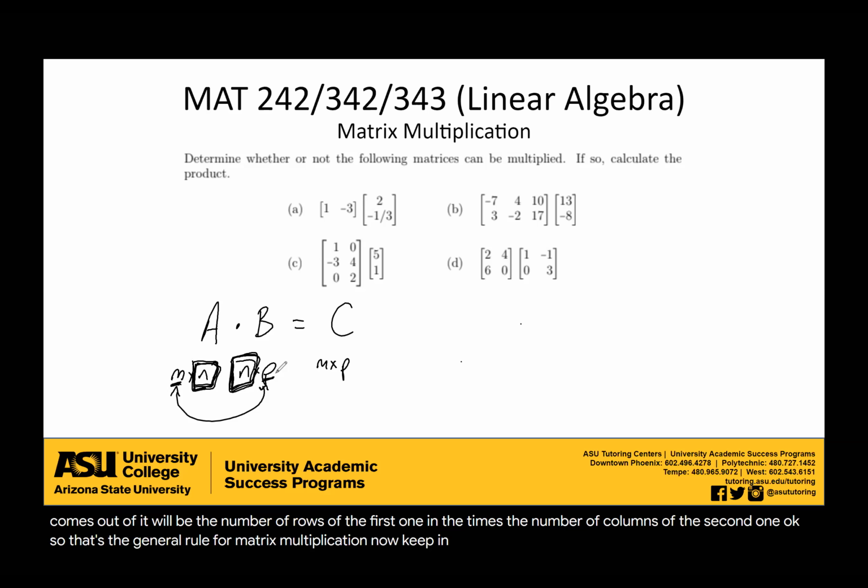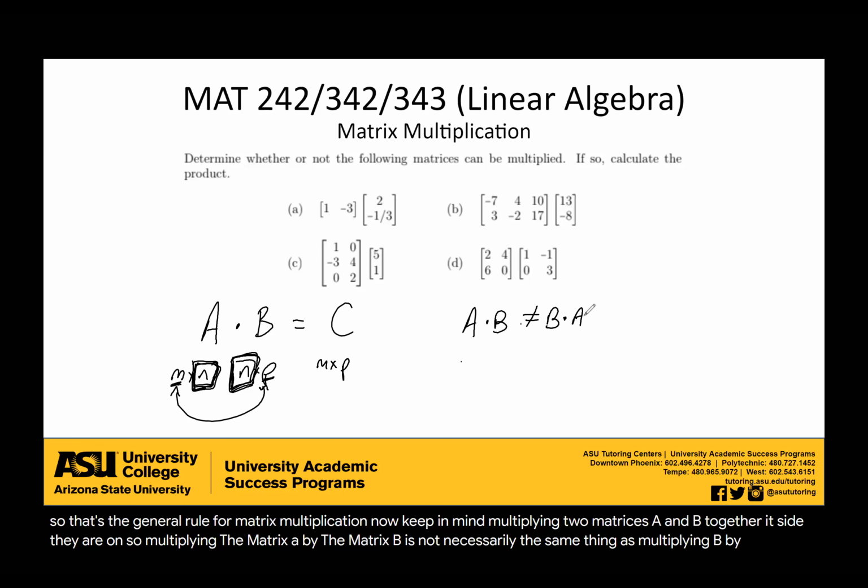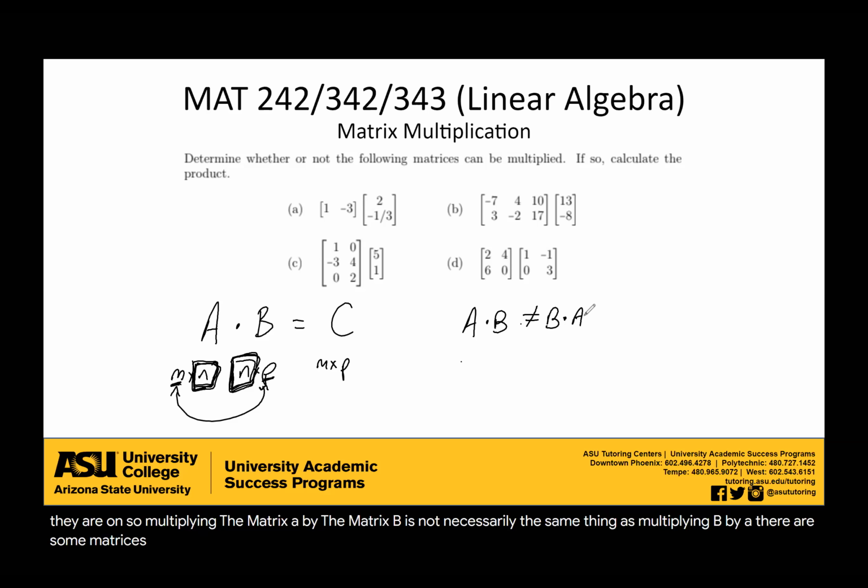Now keep in mind, multiplying two matrices A and B together very much depends on which side they are on. So multiplying the matrix A by the matrix B is not necessarily the same thing as multiplying B by A. There are some matrices where that is true, where they do equal each other. But as a general rule, this is not true. A times B is not necessarily equal to B times A.